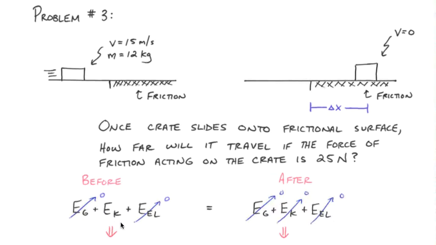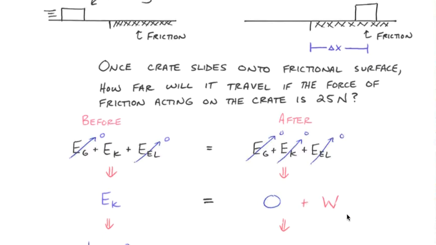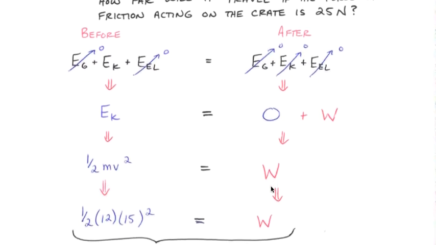I have no height and no spring, so before I only have the kinetic energy. Afterwards, I have no height, no velocity, and no spring, so I have 0 afterwards. As you can see, EK cannot equal 0. Now this just means I have no mechanical energy left, so it must have left the system through work, so I will tack on the plus W. What this tells me is that the kinetic energy I had before, 1/2 mv squared, must equal all that work that was performed, all that energy that left the system as heat and sound.